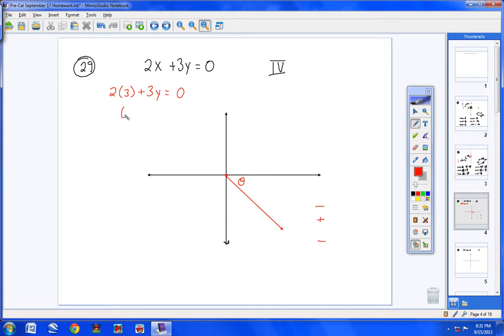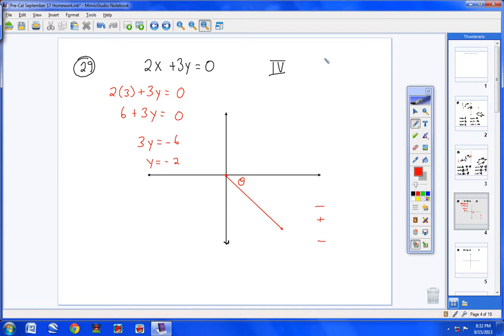Now 2 times 3 is 6. So again, for the third time, some of you are saying, Mr. Earhart, where did you get 3 for x? I just picked that at random. You can use any number you want. I chose 3 because 2 times 3 is 6. And now watch what happens when I bring this 6 over and make it negative. 3 goes into negative 6 evenly, and I get negative 2. All right? So that's why I did that.